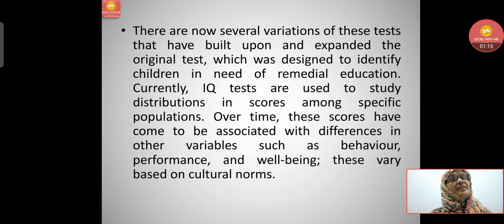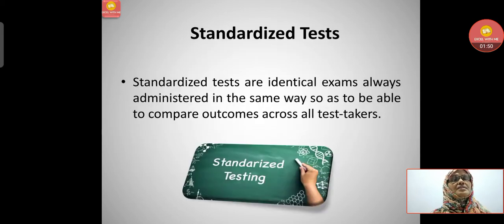There are now several variations of these tests that have built upon and expanded the original test, which was designed to identify children in need of remedial education. Currently, IQ tests are used to study distributions in scores among specific populations. Over time, these scores have come to be associated with differences in other variables such as behavior, performance, and well-being. These vary based on cultural norms.